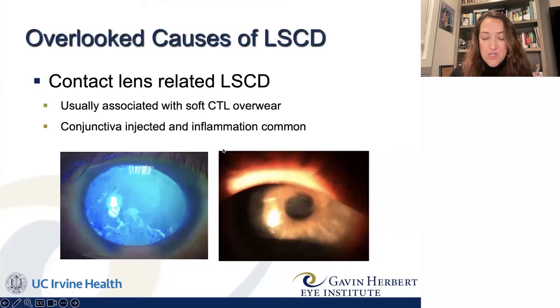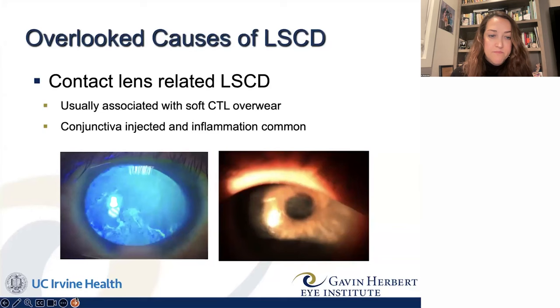A scleral lens option for some of these patients is often better because it removes that hypoxia from the limbus, but it also improves their vision as it smooths out the irregular astigmatism that has occurred from the irregular epithelium.